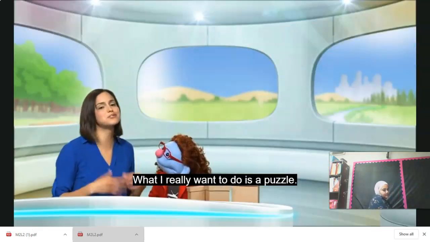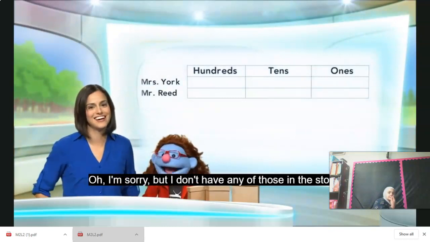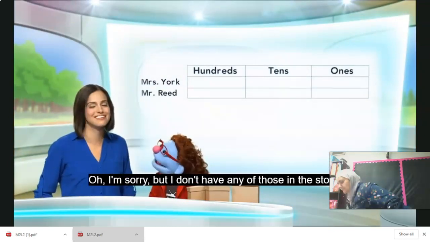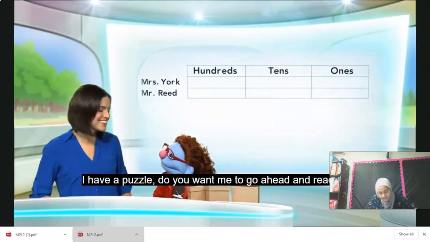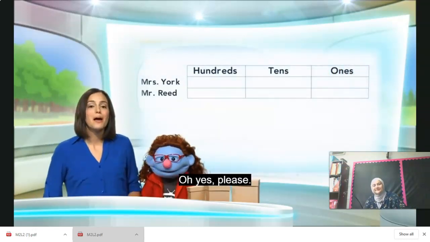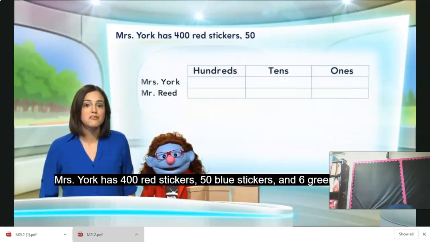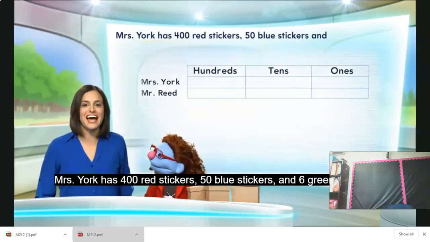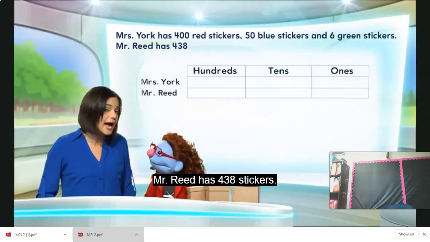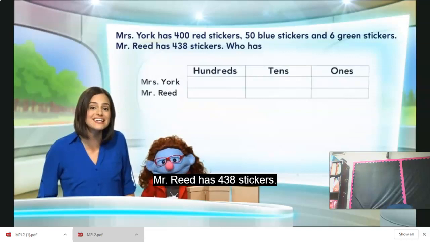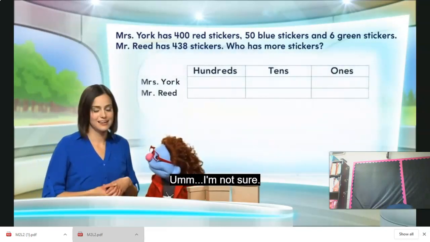What I really want to do is a puzzle. Oh, I'm sorry, but I don't have any of those in the store. No, I have a puzzle. Do you want me to go ahead and read it? Oh, yes, please. Mrs. York has 400 red stickers, 50 blue stickers, and 6 green stickers. Mr. Reed has 438 stickers. Who has more stickers? I'm not sure.